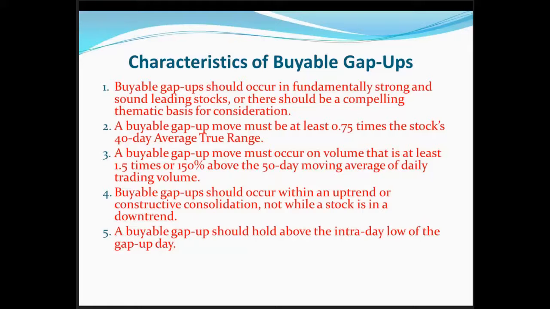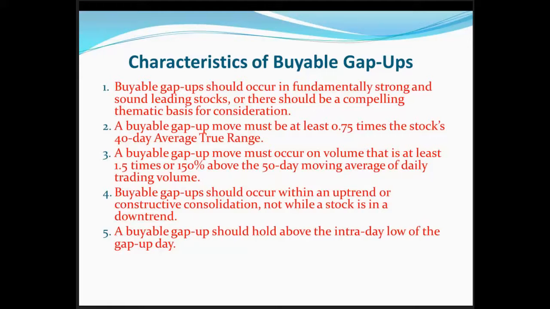And most of all, and of course this is the volume signature, a buyable gap up move must occur on volume that is at least 1.5 times, or 150%, of the 50-day moving average of daily trading volume. So in other words, if it's trading 1 million shares on average per day, you want to see it trading 1.5 times that.